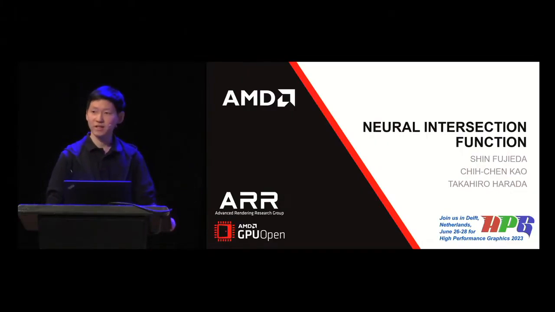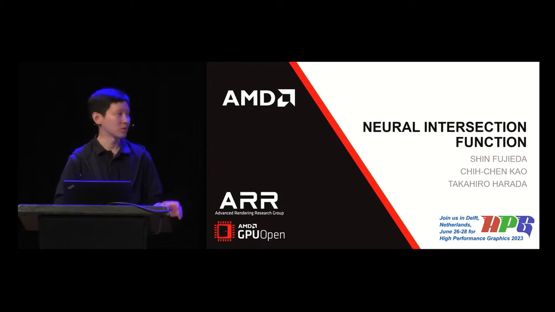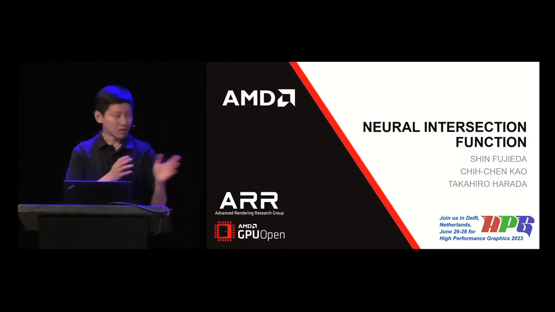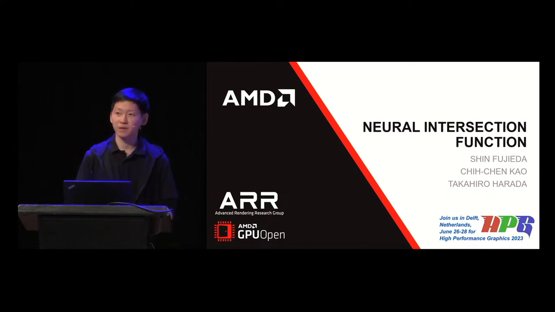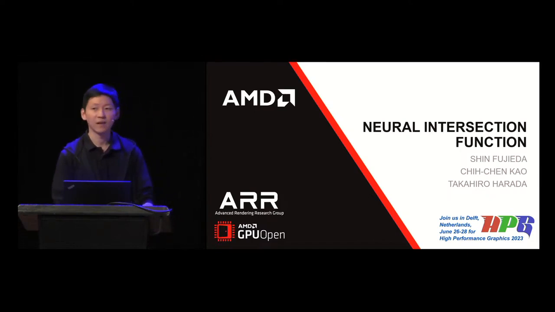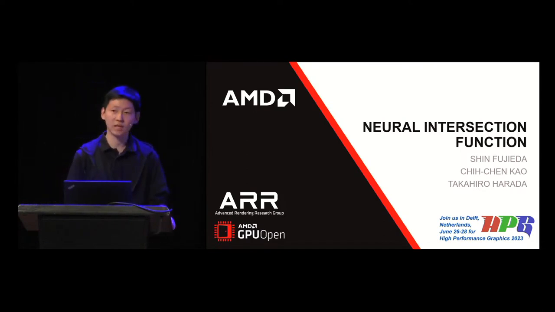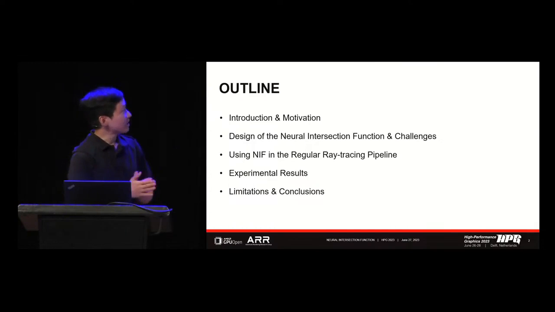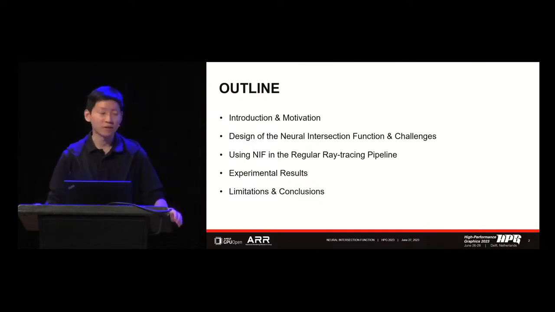And today I'm going to present neural intersection functions, which was invented by me, Takahiro, and Shin. What is NIF? NIF is a novel approach to accelerate finding ray intersections, especially in Monte Carlo ray tracing, utilizing neural networks.